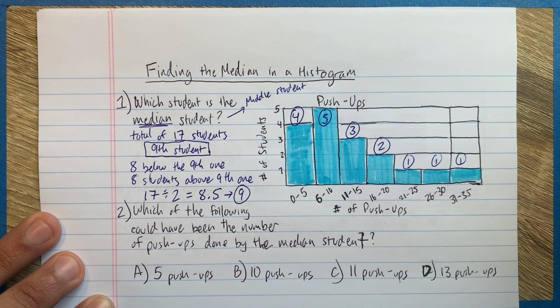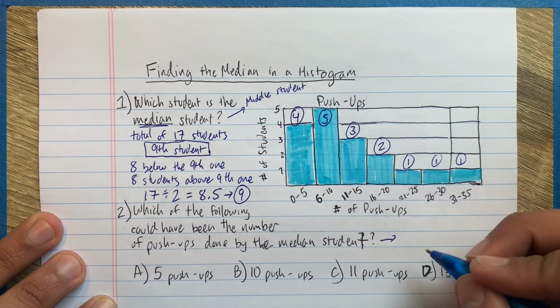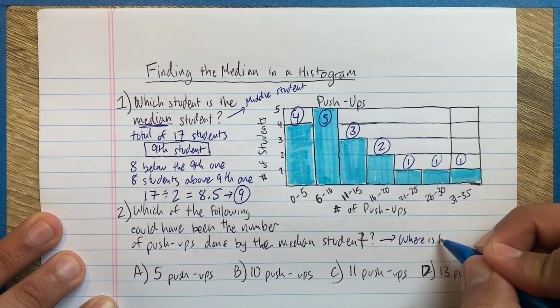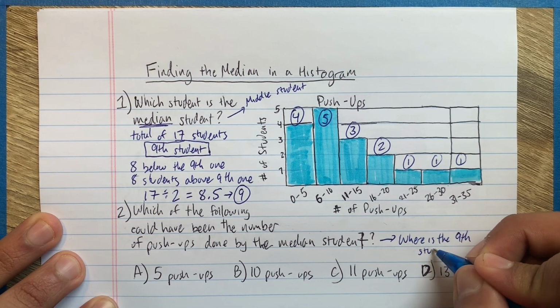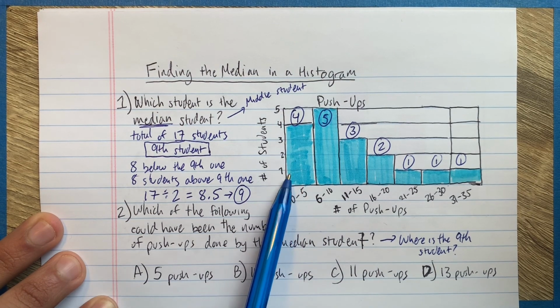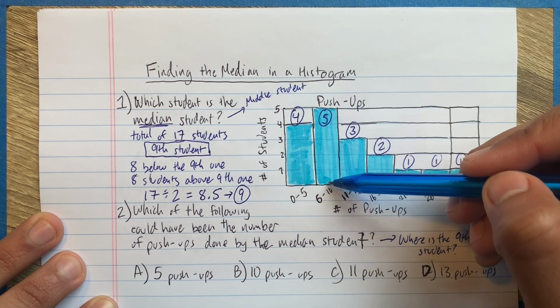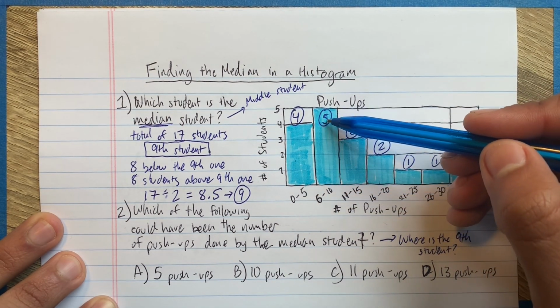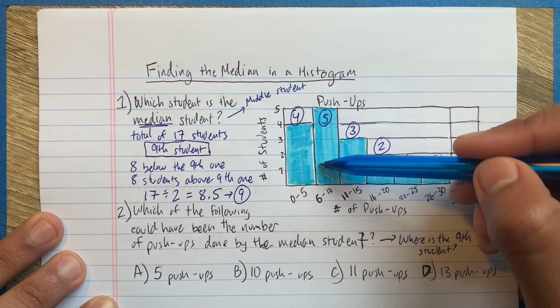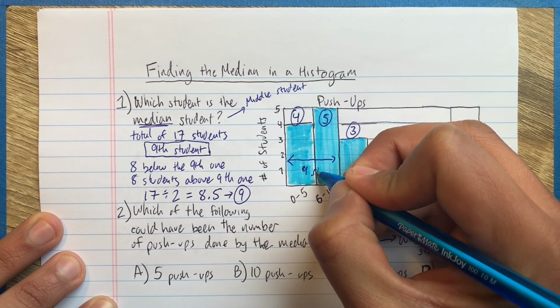Now we can answer number 2. Which of the following could have been the number of push-ups done by the median student? To answer this, we have to ask ourselves, where is the 9th student? And we have to go from least to greatest. So we know that this column contains the first 4 students, the lowest 4 students. But if we now add this second column, we're including 5 more students. So within these first 2 columns, we have 9 students.